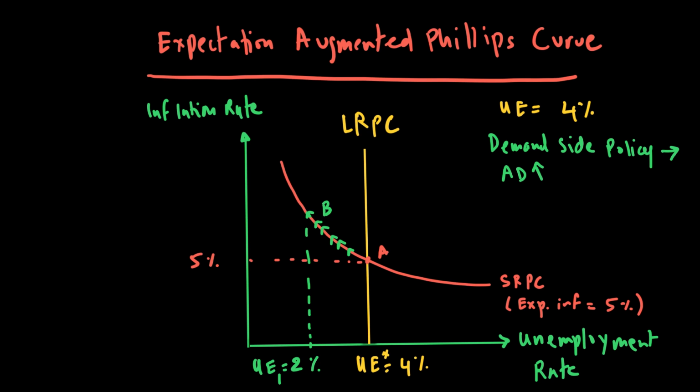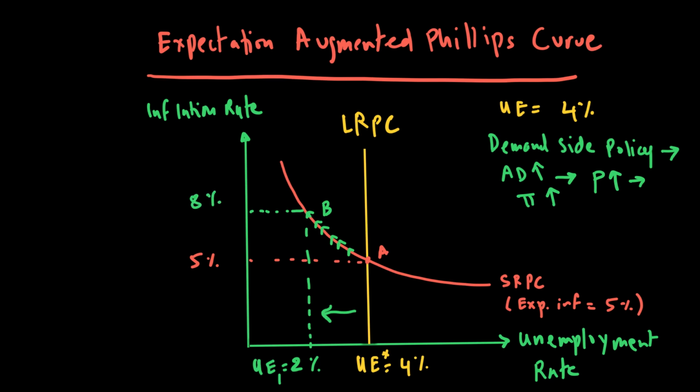Now this is very good for the economy because people are basically coming back to the labor market because they're working because of higher AD. But because we were already at full employment, when the AD goes up, remember, that will cause the price level to go up, and when the price level goes up, you will have an inflation rate that will go up. So let's say when we move to point B, suddenly the inflation goes up from 5% to, let's say, 8%.